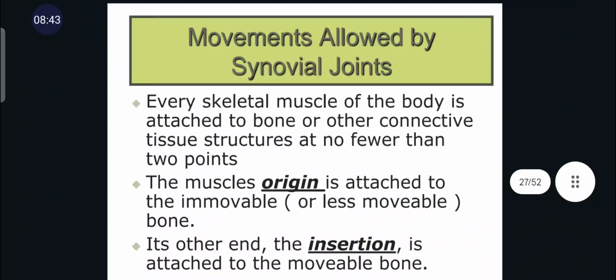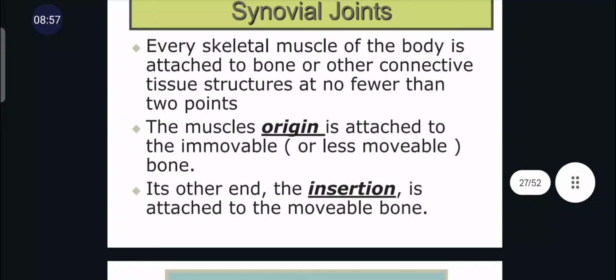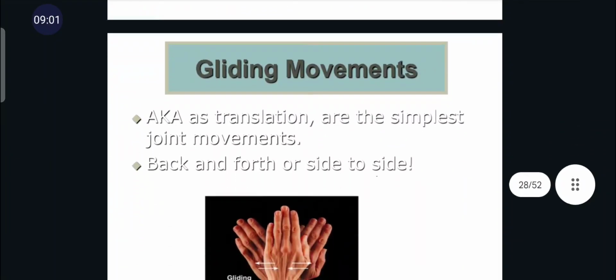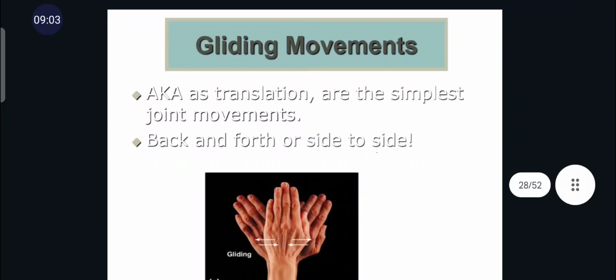Movements allowed by the synovial joint. Every skeletal muscle of the body is attached to bone or other connective tissue at no fewer than two points. The muscle origin is attached to the immovable bone. Its other end, the insertion, is attached to the movable bone. The different movements are associated with the different joints.